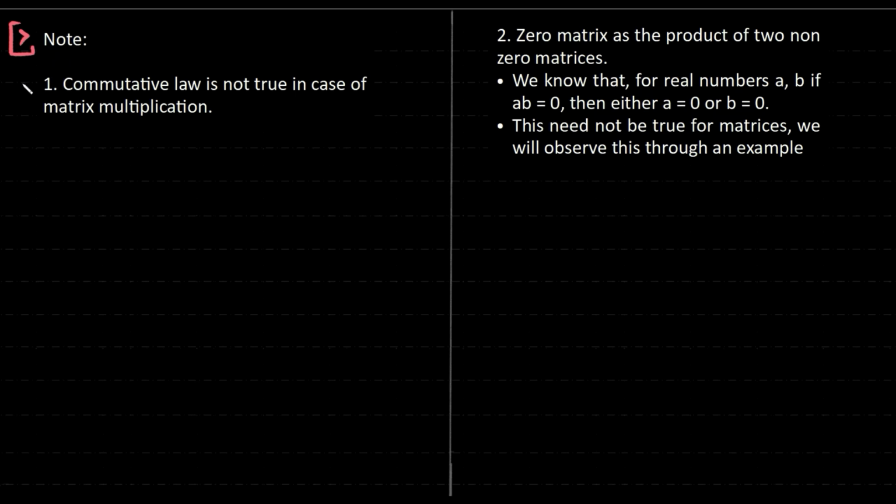There are two things that we need to keep in mind before we take up numericals. The first being, commutative law is not true in case of matrix multiplication. It is true when it comes to matrix addition but not multiplication. So what I mean is this.